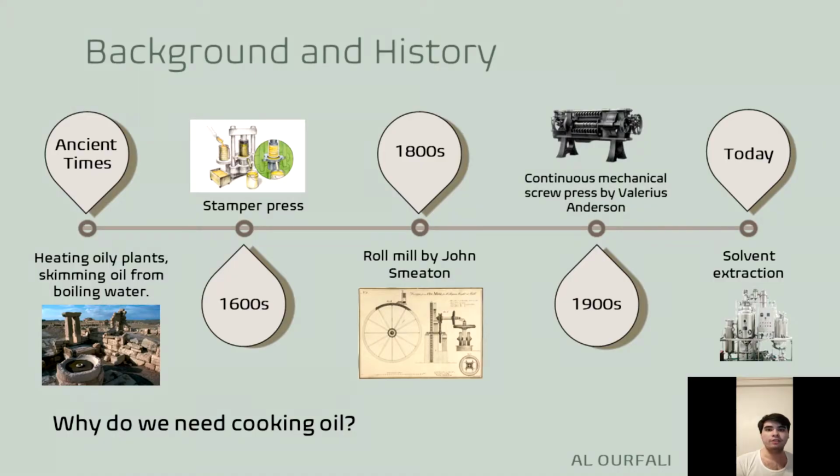For the background of history, in ancient times, heating oily plants and skimming oil from boiling water was introduced. In the 1600s, the tamper press. In the 1800s, the roll mill by John Smeaton. In the 1900s, the continuous mechanical screw press by Valerius Anderson. And lately, solvent extraction.